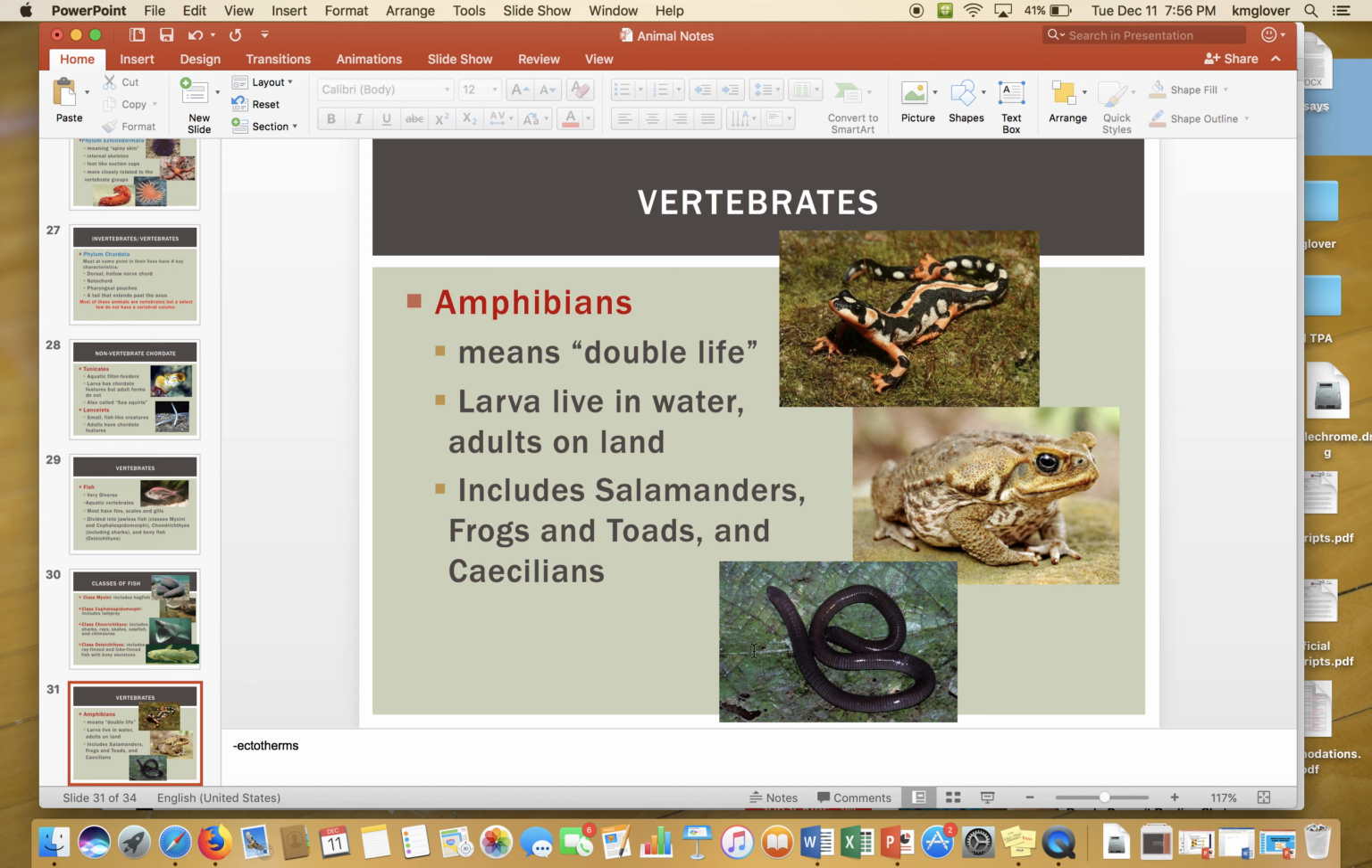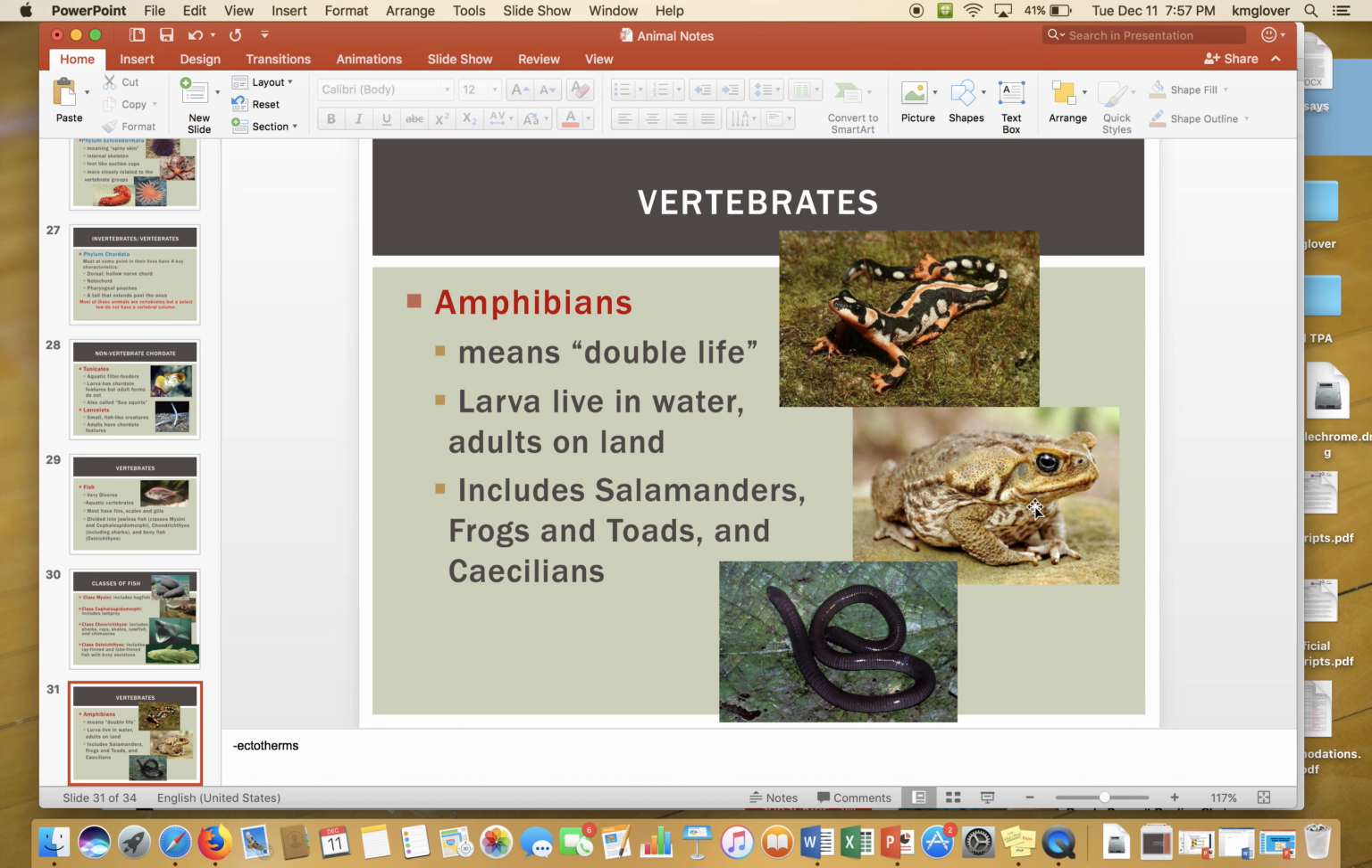Amphibians means double life. When they are in their larval stage, when they're little baby babies, they live in water, and they are adults on land. If you look at a frog, you know what a frog is when it's a baby. It's a tadpole, and it eventually turns into a frog. Tadpoles live in water. Adults live on land.